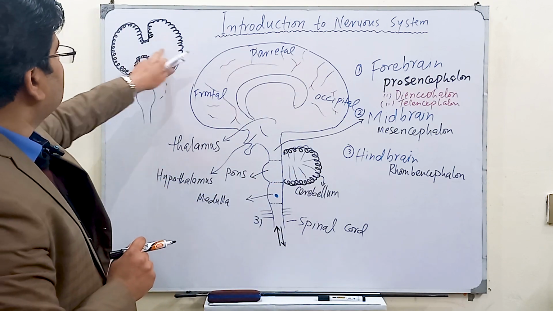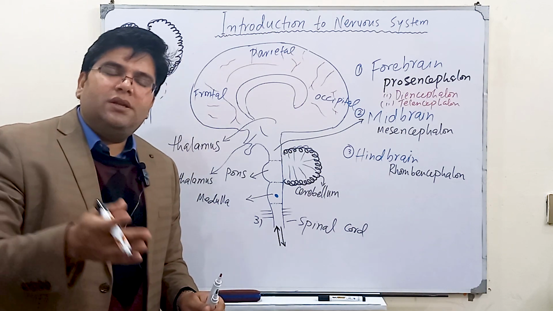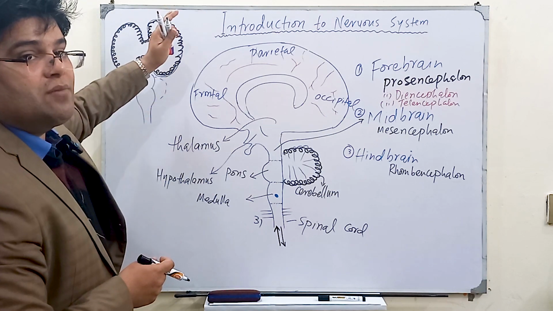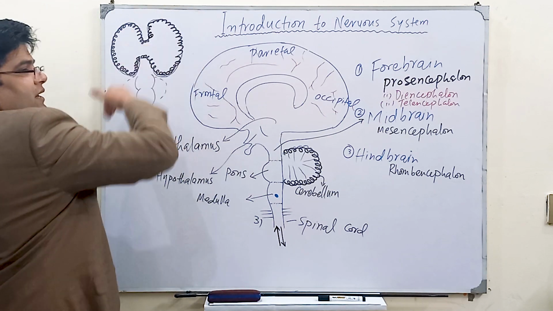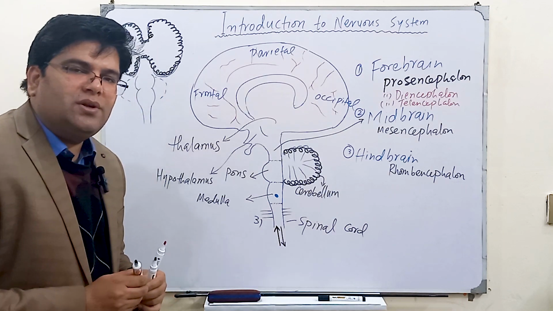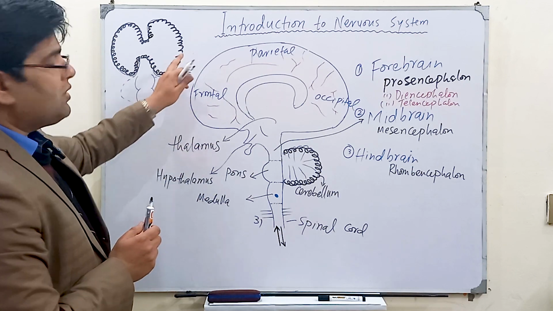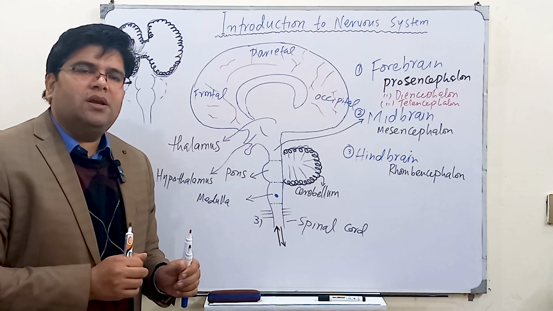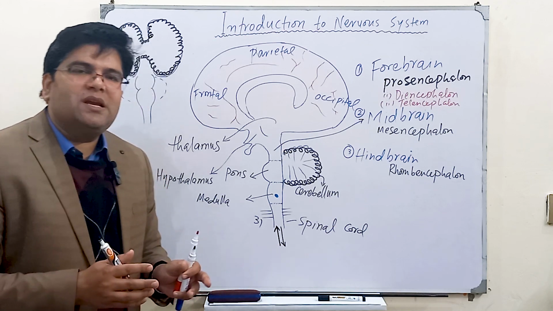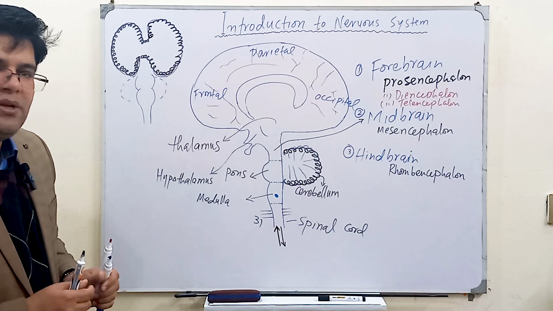Deeper to that, this part is the white matter. Why is this white matter? Because it contains the tracts, the sensory and motor tracts. Sensory tracts are ascending upwards towards the cerebral cortex, and the motor tracts are descending downwards. Because the sensory and motor nerve fibers are myelinated, they look white. Because the cell bodies contain nucleus and other organelles and are not myelinated, they look gray, but the tracts look white.